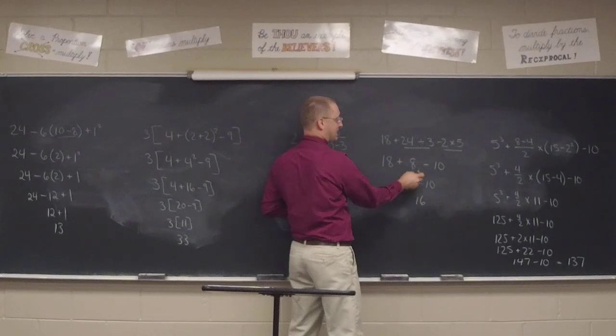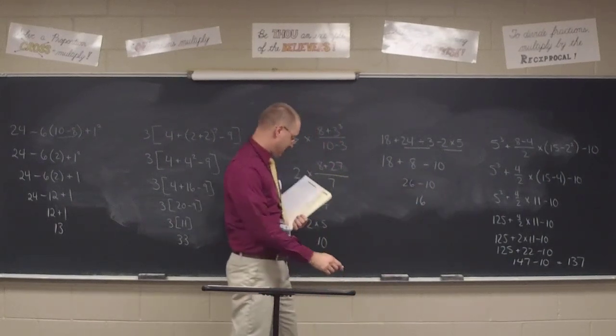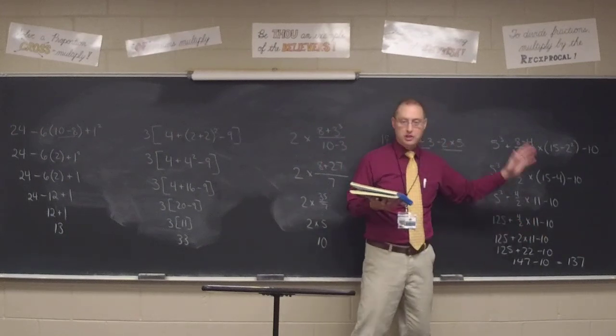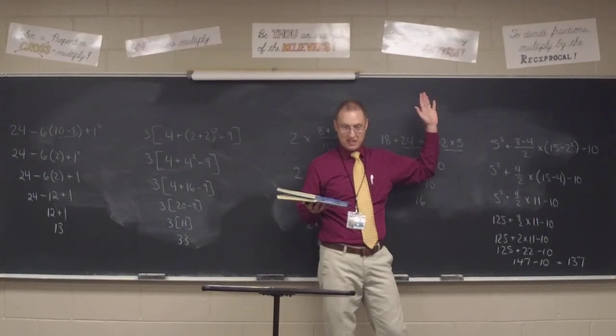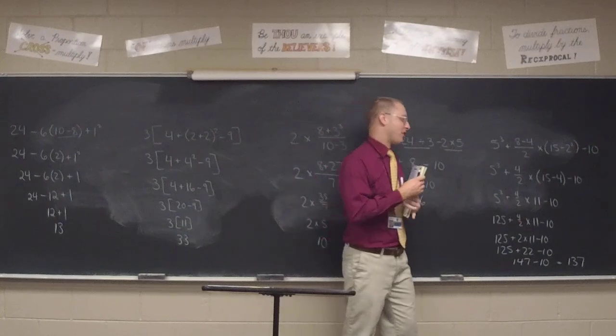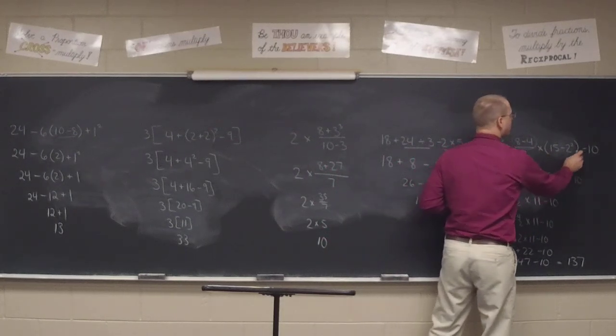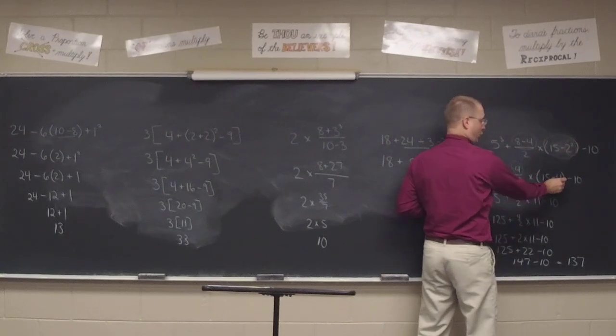And then 18 plus 8 is 26, minus the 10 is 16. And the number 16 was a fun one. How many got 137 by the time it was all said and done? Okay, some of you just didn't make it that far, and that's okay. We got a grouping symbol here to get 4. And within the grouping symbol, the exponent has to go first to get the 4.